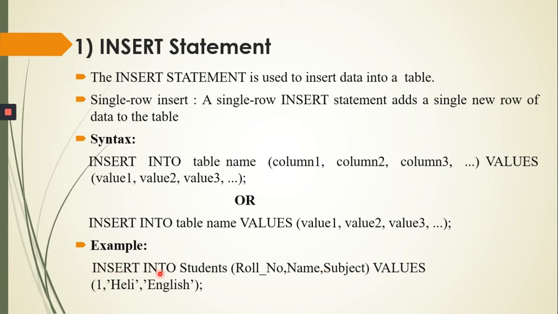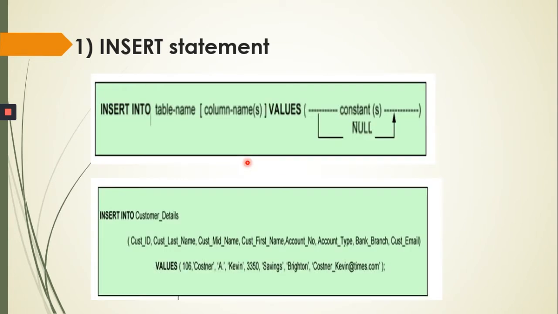Simply, we have to write insert into table name. In brackets we have to provide the column names, and after that we have to write values and the values of those particular columns: roll number, name and subject, so 1, Heli and English. So this is the insert statement. See here, insert into table name, then column names in brackets, and now values, in brackets, the values of these columns. Now the concept of null I will explain later with an example.